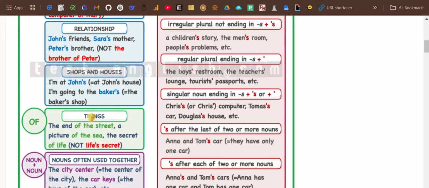So this is like a relationship between things, possession of things. Or a picture of the sea. You don't say a sea's picture. Or the secret of life. Not life secret, that's not the standard. Even though the meaning is kind of the same, this is how it's used.